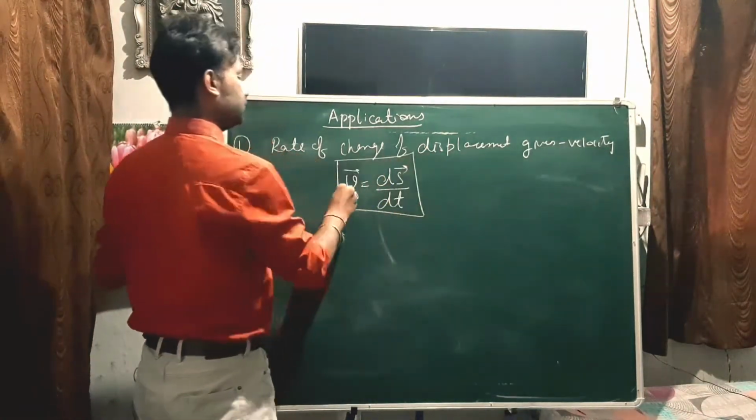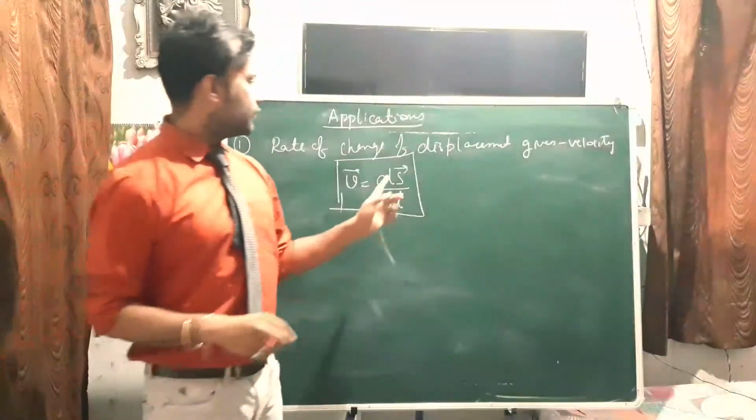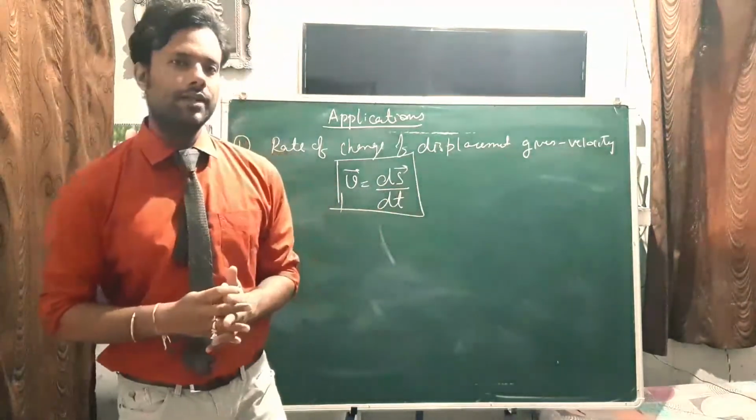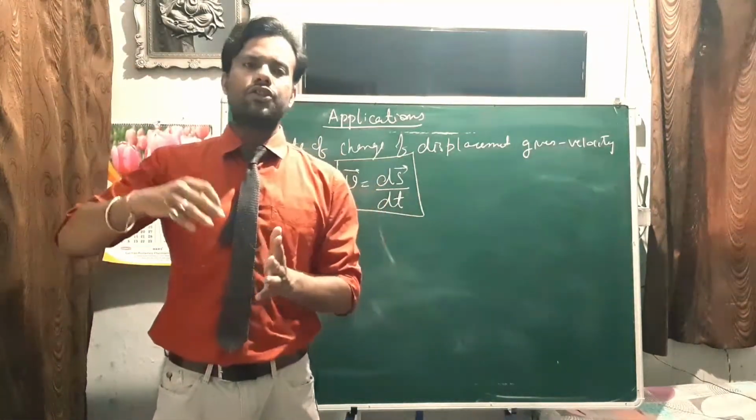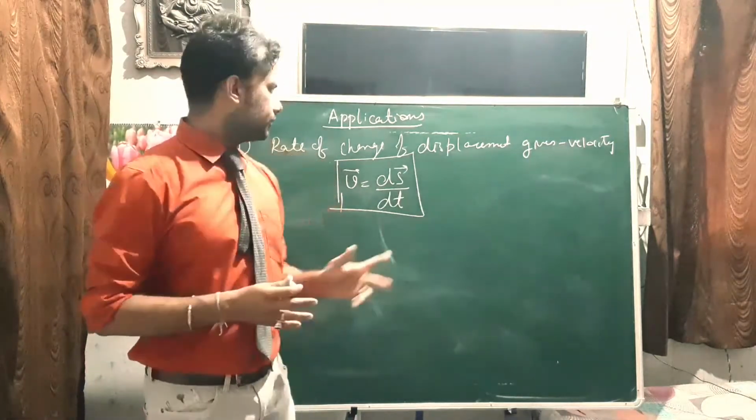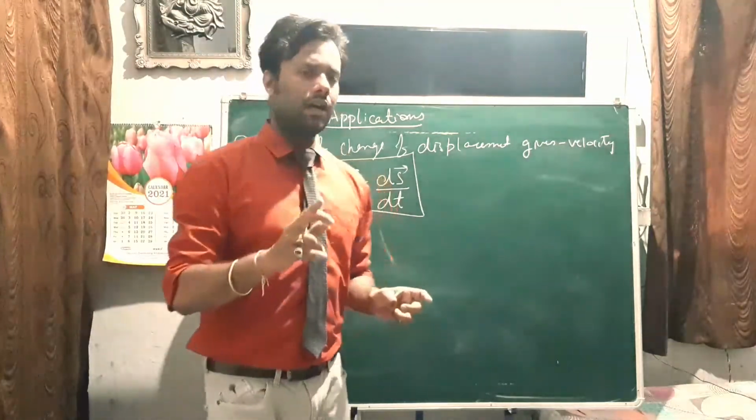One formula. So if s, that means displacement, is given as a function of time, then you can find the value of velocity here. Let's see how. Example.